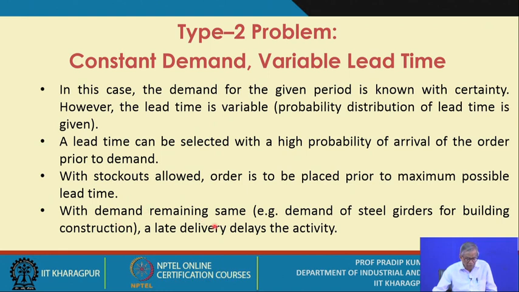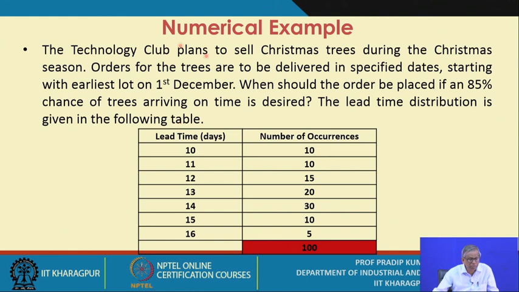Okay. With demand remaining same, say for example, demand of steel girders for building construction. A late delivery delays the activity. Is it okay? So, there are several cases. So, this is just one example. Like, the Technology Club plans to sell Christmas trees during the Christmas season. Orders for the trees are to be delivered on specified dates, starting with the earliest lot on 1st December. When should the order be placed if an 85% chance of trees arriving on time is desired? So, this is given, 85% chance.